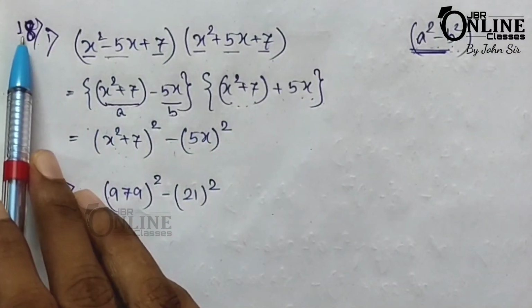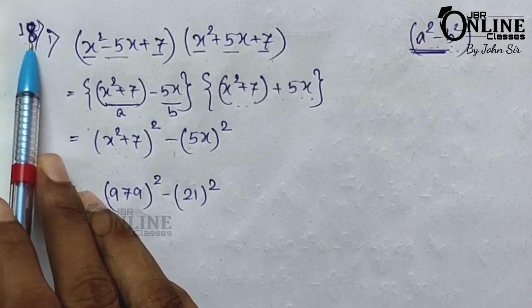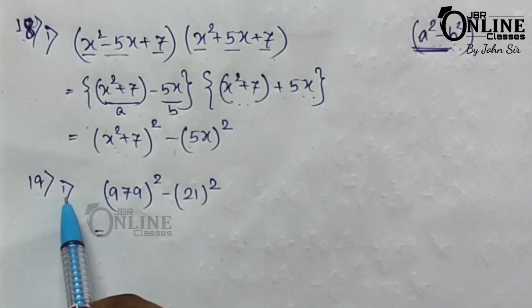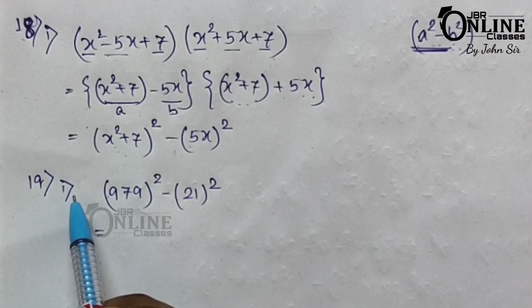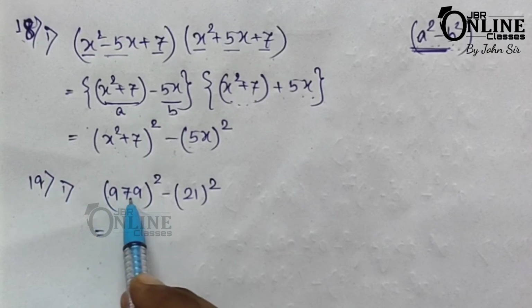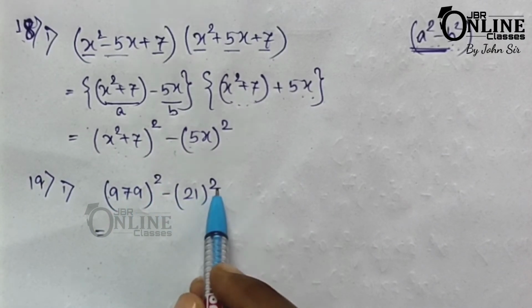So here 18. This is the sum of 18, not sum number 17. Now next one, sum number 19. In sum number 19, evaluate the following by using factors. So here first one, 979 whole square minus 21 whole square.